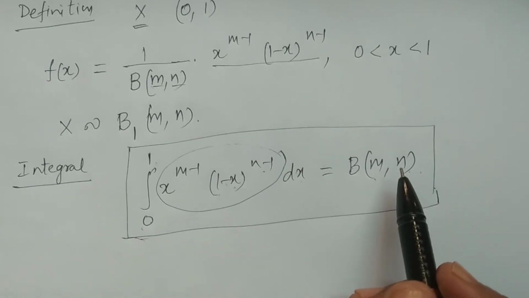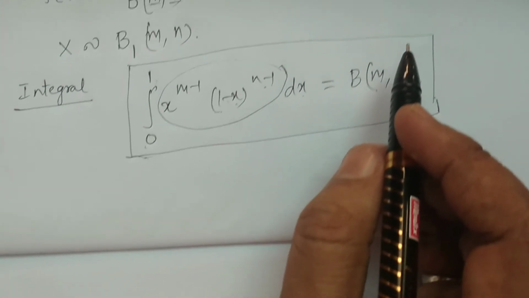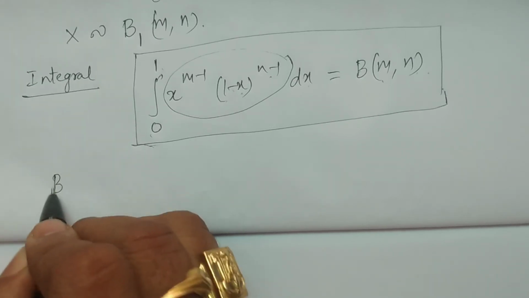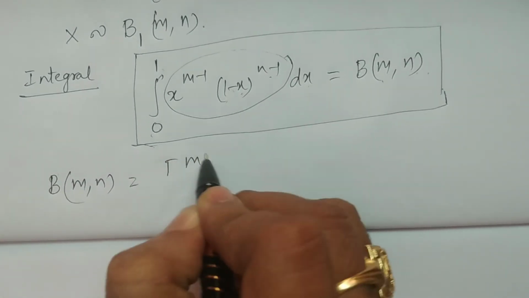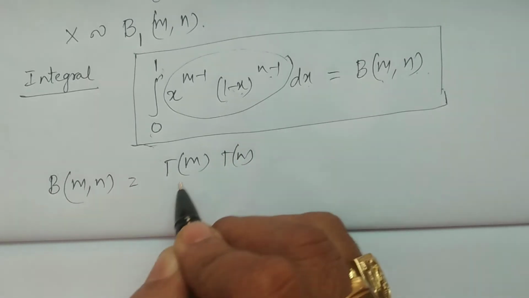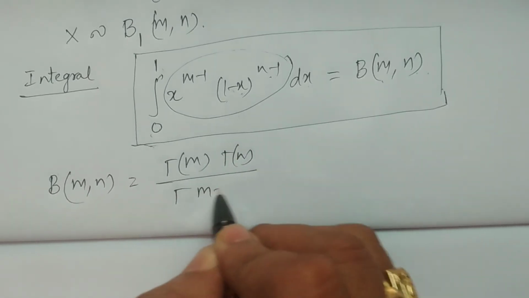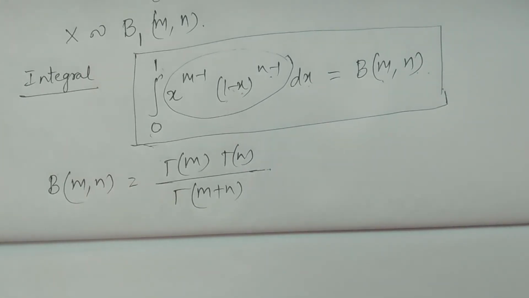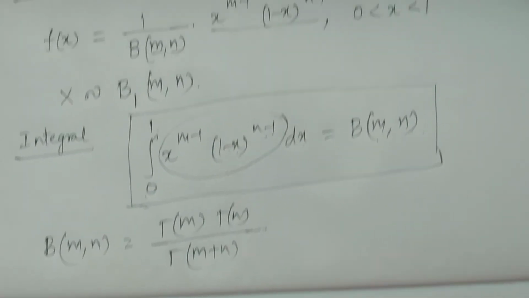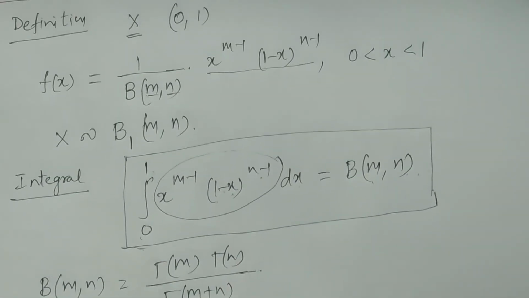So I give you the formula of beta m comma n. The beta m comma n can be written as gamma m gamma n divided by gamma of m plus n. This is one important formula of beta m n: gamma m gamma n divided by gamma m plus n. This is the definition of the beta distribution of the first kind and also the integral.